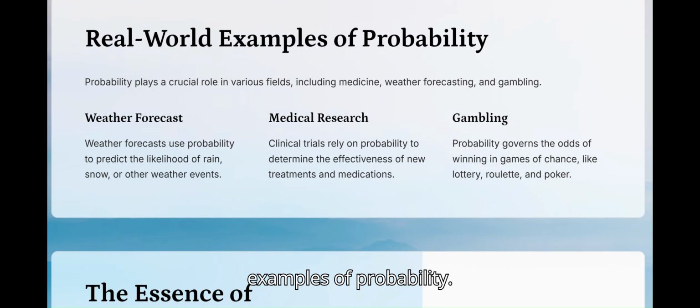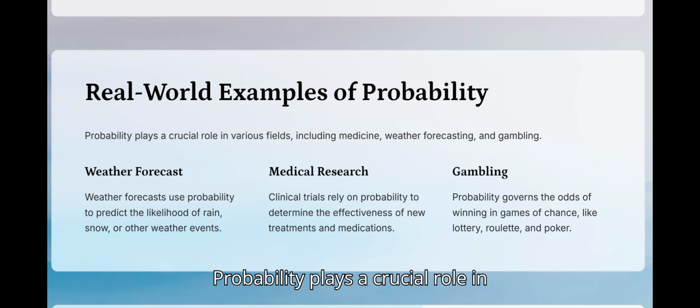Real-world examples of probability. Probability plays a crucial role in various fields, including medicine, weather forecasting, and gambling. Weather forecast. Weather forecasts use probability to predict the likelihood of rain, snow, or other weather events. Medical research. Clinical trials rely on probability to determine the effectiveness of new treatments and medications. Gambling. Probability governs the odds of winning in games of chance, like lottery, roulette, and poker.